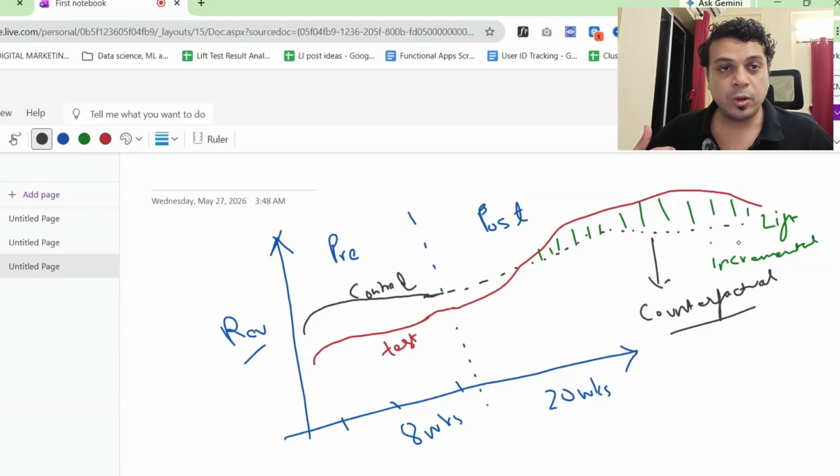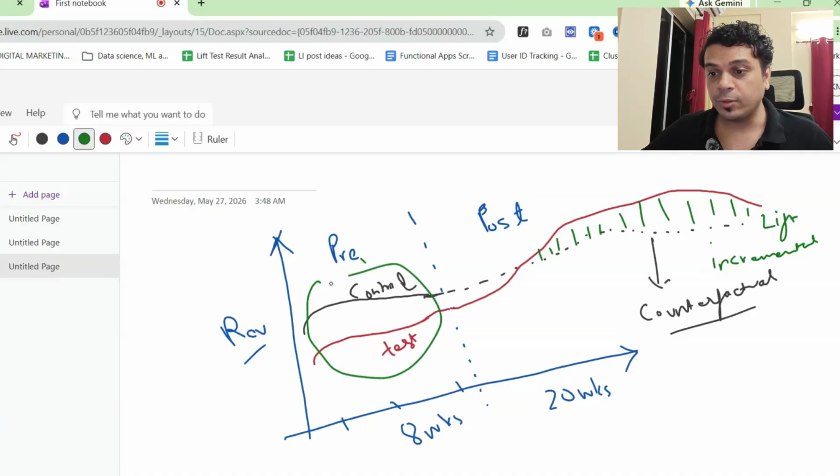Because we launched a test, we'll never, of course, know what would have been the case if the test hadn't been launched, right? And the counterfactual simply means that the control and the test, this is basically what satisfies the parallel trends assumption, right? Let's use green here.